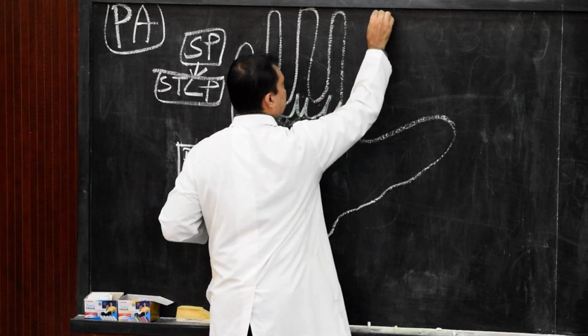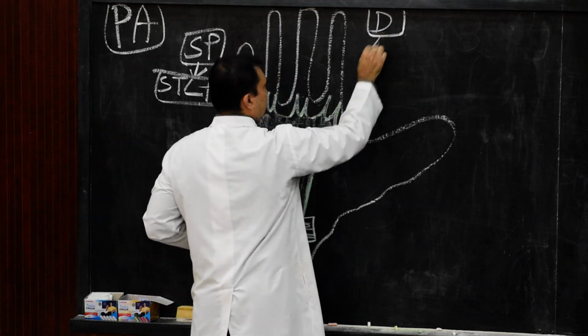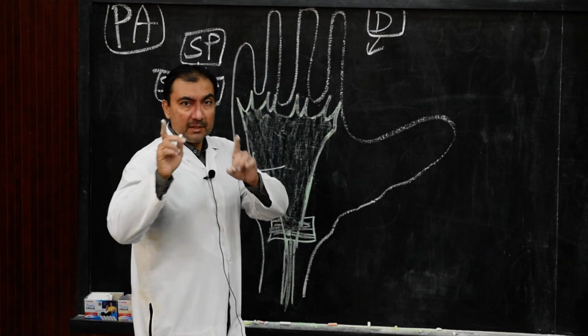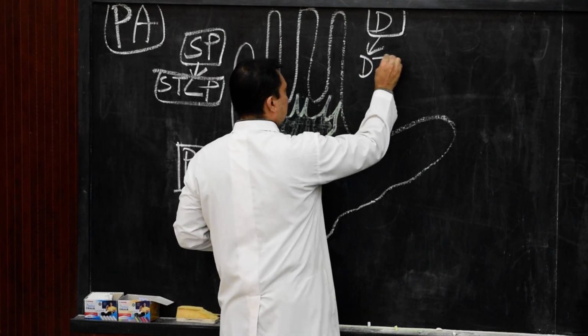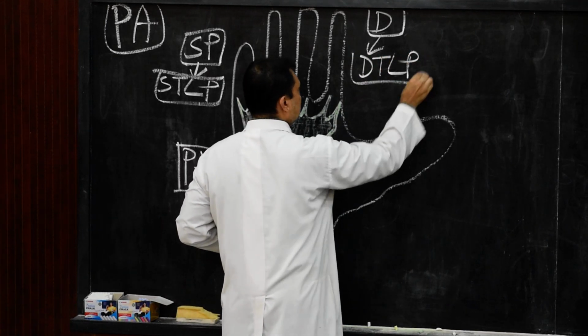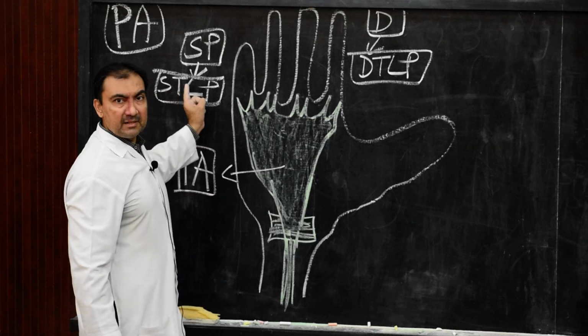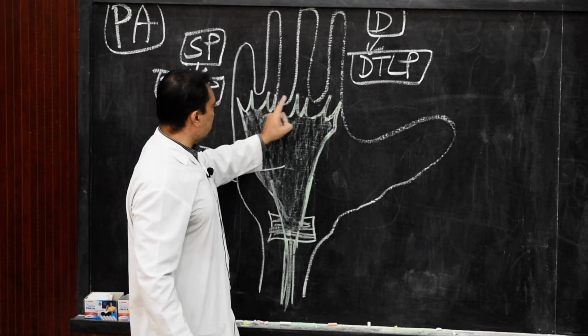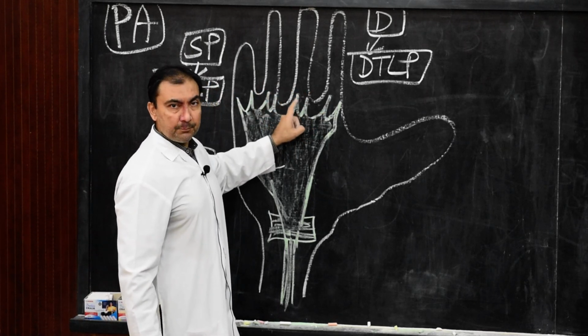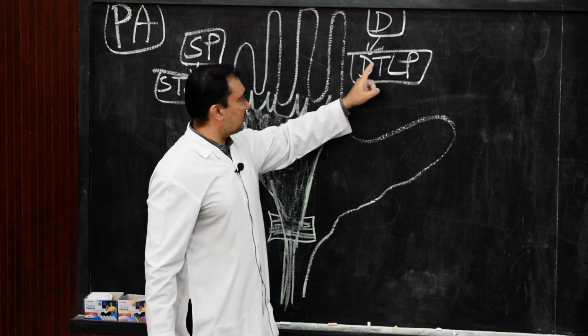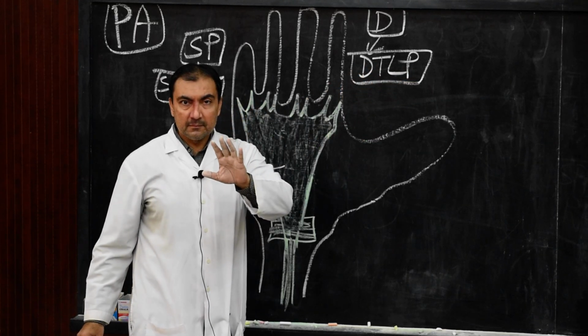Let us write on this side. The deep portion will be attached to, remember, deep transverse ligament of the palm. Superficial was to the superficial transverse ligament of the palm. The deep portion of these slips will be attached to deep transverse ligament of palm.